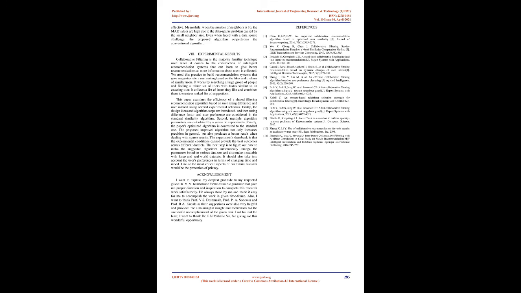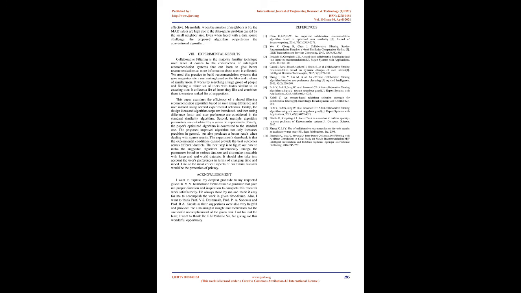Experimental results. Collaborative filtering is the most familiar technique used when it comes to the construction of intelligent recommendation systems that can learn to give better recommendations as more information about users is collected. We used this practice to build recommendation systems that give suggestions to a user based on the likes and dislikes of similar users. It works by searching a large group of people and finding a smaller set of users with tastes similar to a particular user. It collects a list of items they like and combines them to create a ranked list of suggestions.